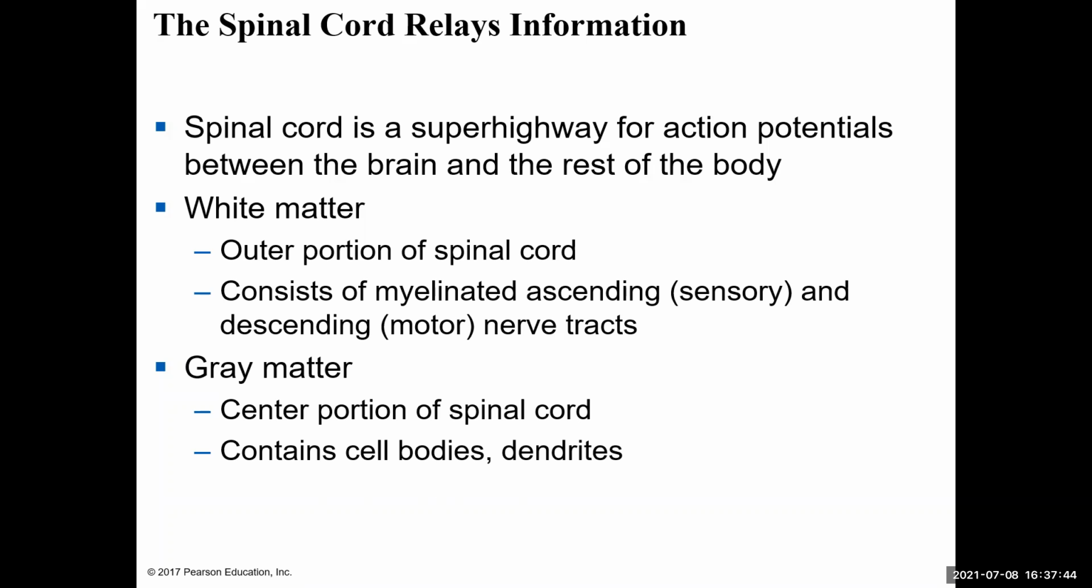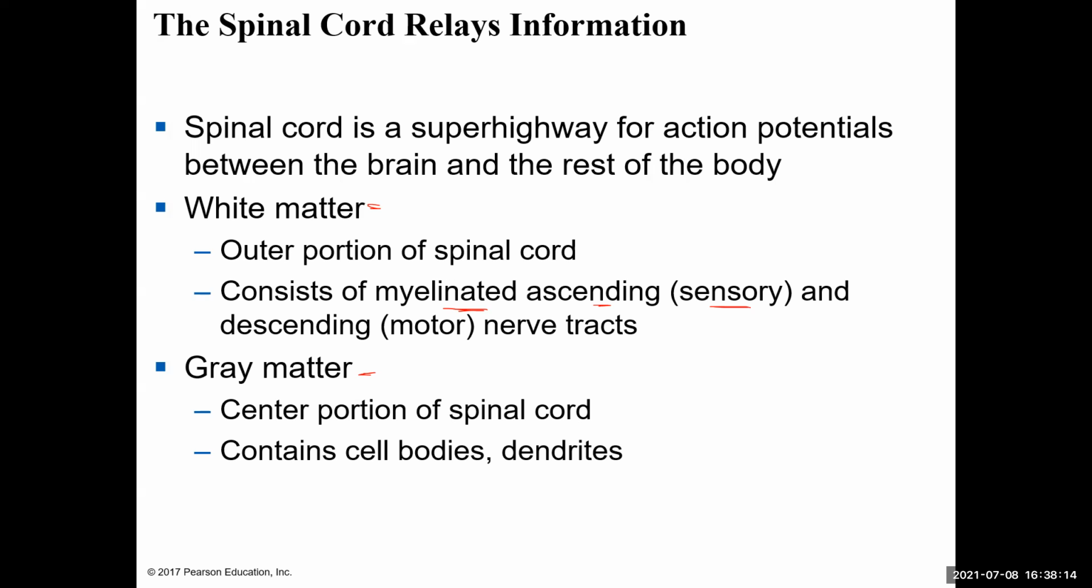Okay. Now, the spinal cord is made up of an outer portion and an inner portion. The outer portion is referred to commonly as white matter, and the inner portion as gray matter. The outer portion of the spinal cord consists of myelinated nerve tracts. So ascending nerve tracts are the sensory nerves, and descending nerve tracts are the motor nerves or motor neurons.